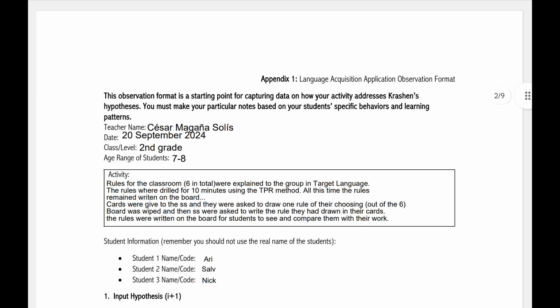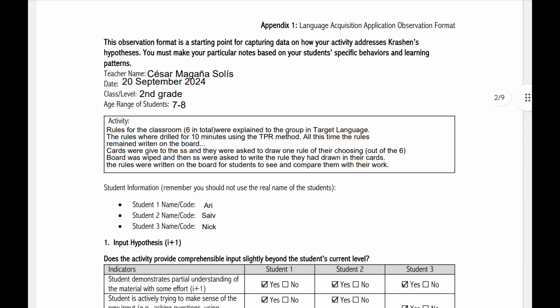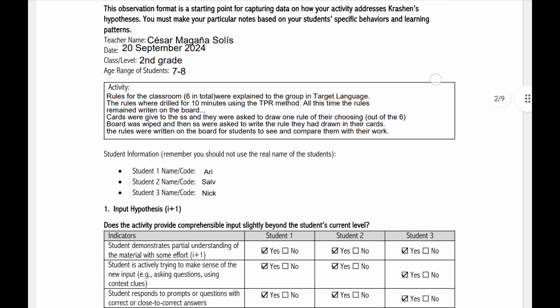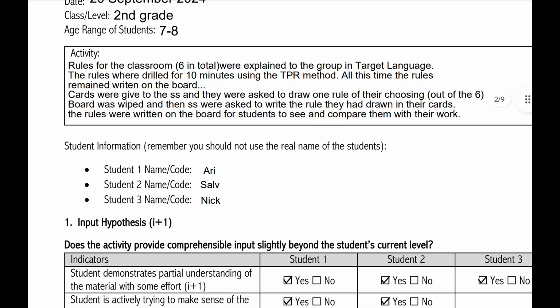So for the first appendix, we have the information: the teacher name, and the date when the experiment was conducted. The activity consisted of the rules of the classroom. There were 6 rules in total, explained to the group in the target language. The rules were drilled for 10 minutes using the TPR method. All of this time, the rules remained written on the board.